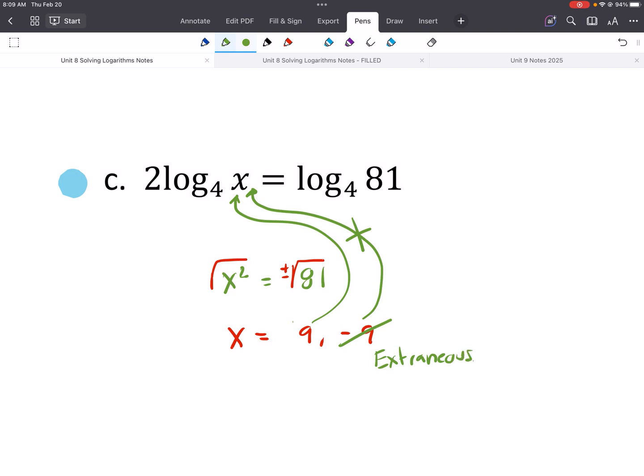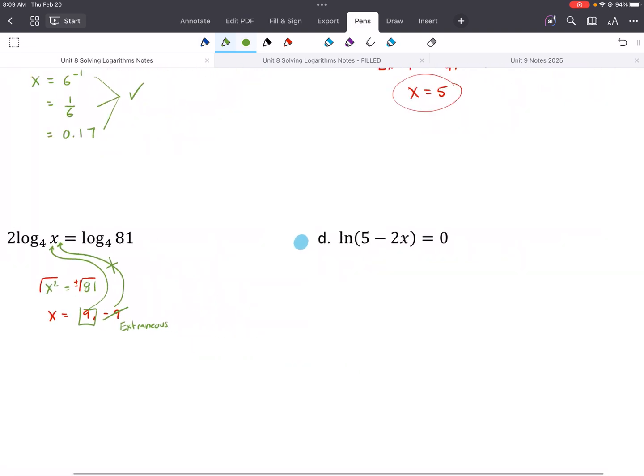Okay. But on your homework, there's only going to be a spot for your actual solutions. So we would just enter 9. Okay. But if you plugged in 9, -9, then you would lose some points. Okay. All right. Try a couple more.